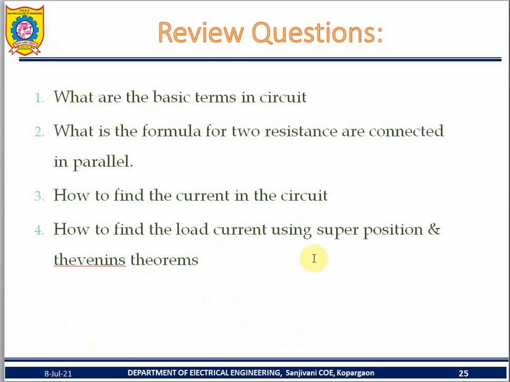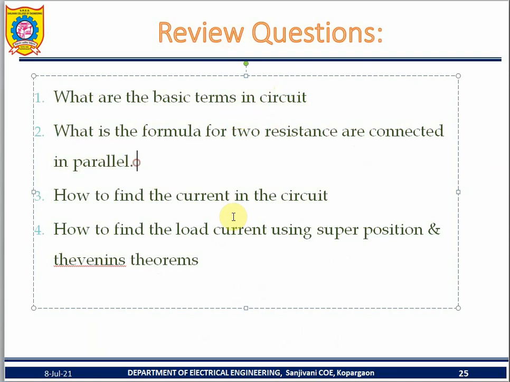So coming to the review questions, what are the basic terms in the circuit? Current, voltage, power, energy. These are the basic terms. What is the formula for two resistors connected in parallel? R1 into R2 upon R1 plus R2. Okay. How to find the current in the circuit? V upon R. Very good. I is equal to V upon R.